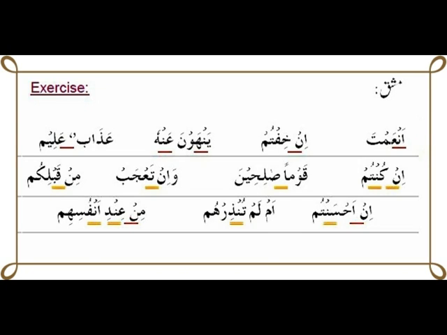But the second nun sakin is followed by a ta, which is not from the huruf halki, not from the huruf yarmalun, and not a ba. Therefore, we have to prolong it for 2 seconds. So in this example, we have both the ikhfa and the izhar. We pronounce it like this: in ahsantum. Once more, in ahsantum. Notice that the first in was simply pronounced without prolonging, and the second nun in ahsantum was prolonged.